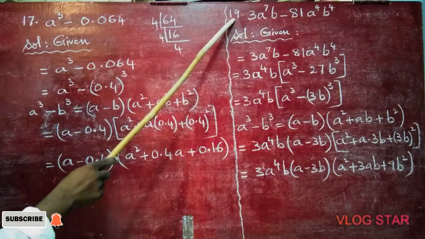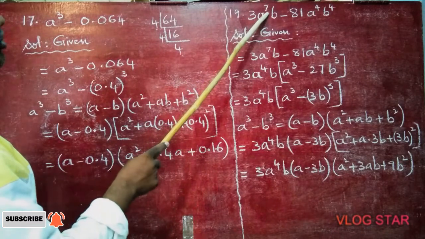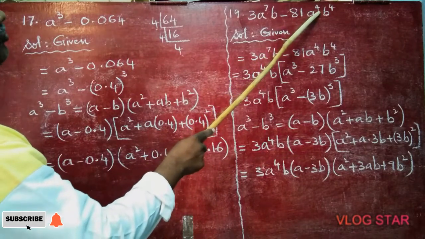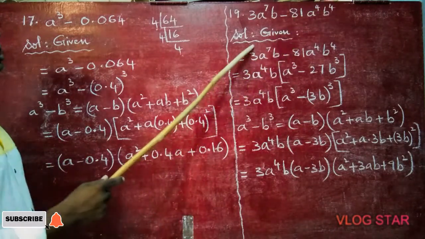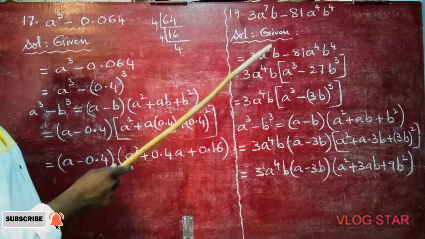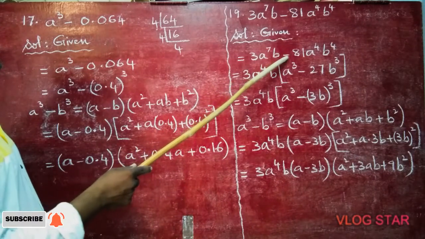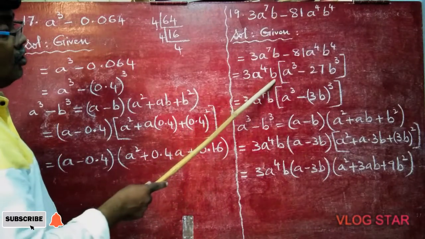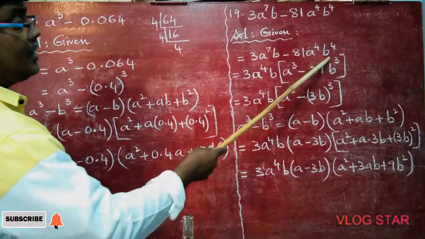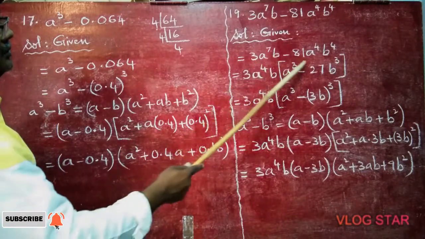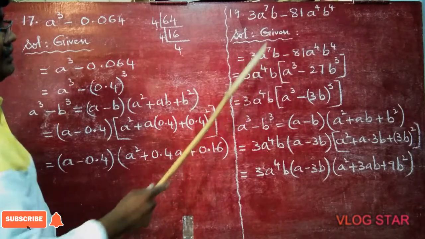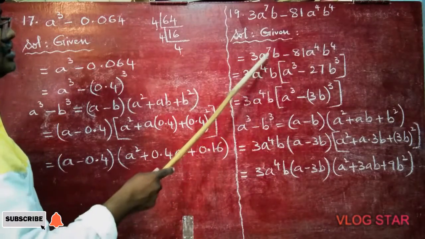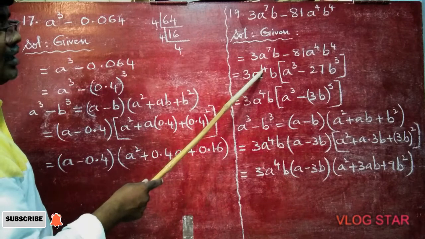Coming to 19th problem. 3a to the power of 7b minus 81 a to the power of 4 b to the power of 4. Solution given. 3a to the power of 7 into b plus 81 into a to the power of 4 into b to the power of 4. On the whole, maximum how much common you can take, that much you can take common. Here 3 table is common. 3 goes 1 times, 3 goes 27 times. Here a to the power of 7 is there, here a to the power of 4 is there. So a to the power of 4 highest in both the terms. So a to the power of 4 you take common.